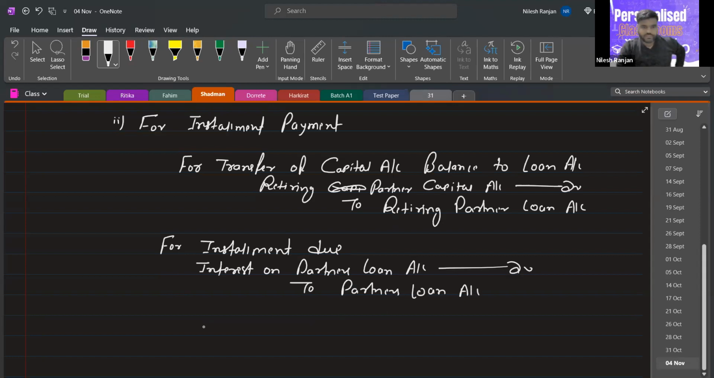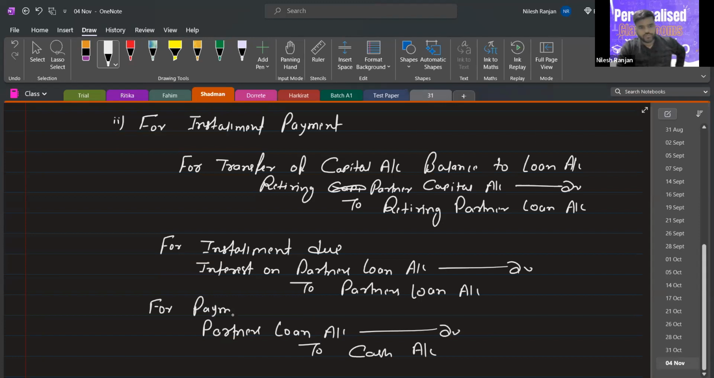And then for payment, it will be partner's loan account debit to cash. So that is for payment of installment.